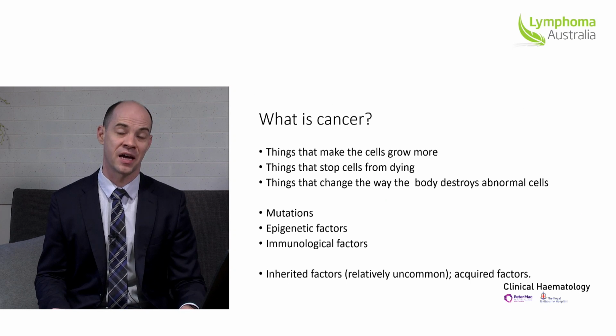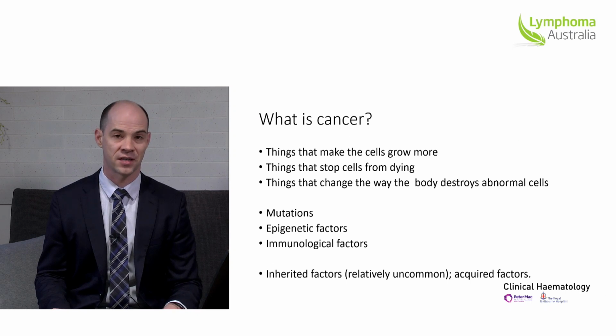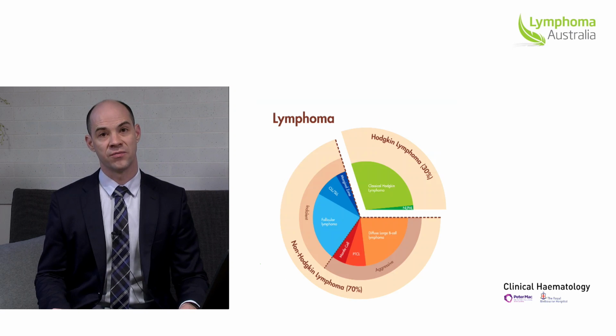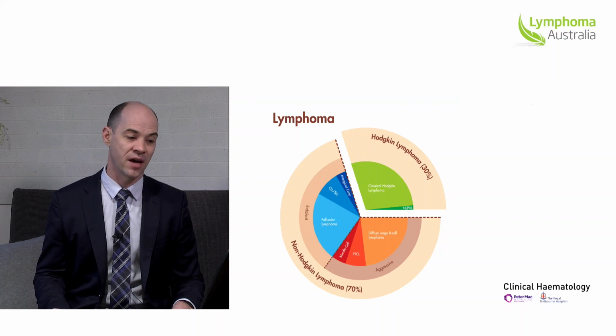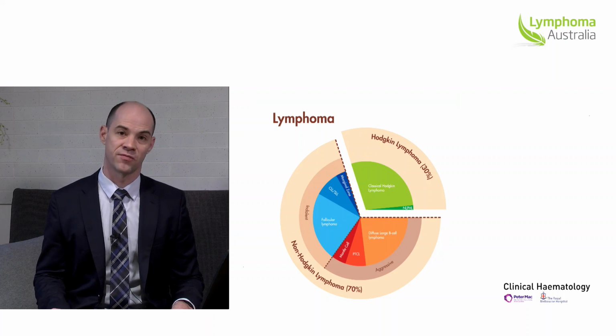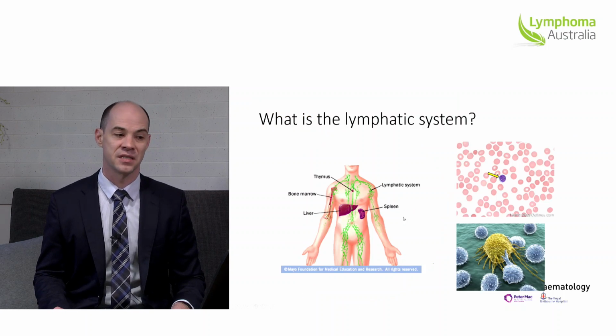Inherited factors are relatively uncommon as causes for non-Hodgkin lymphomas, but there are some inherited factors that have been identified. But in most patients that I see, I can rarely attribute a lymphoma to some inherited factor. Non-Hodgkin's lymphoma accounts for the majority of all lymphomas, and Hodgkin lymphoma accounts for about 30%. Within non-Hodgkin lymphoma, the single most common lymphoma is diffuse large B-cell lymphoma, with follicular lymphoma being almost as common in most populations. And diffuse large B-cell lymphoma is the kind of lymphoma I'll be talking about today, and that represents about a quarter of all the lymphomas that we see.